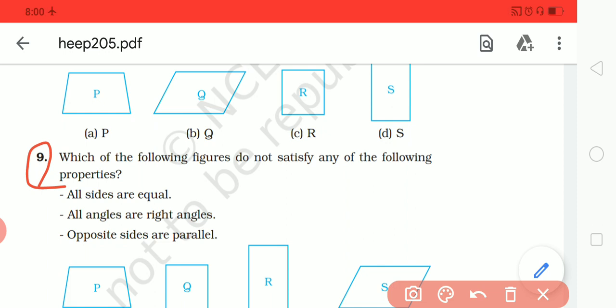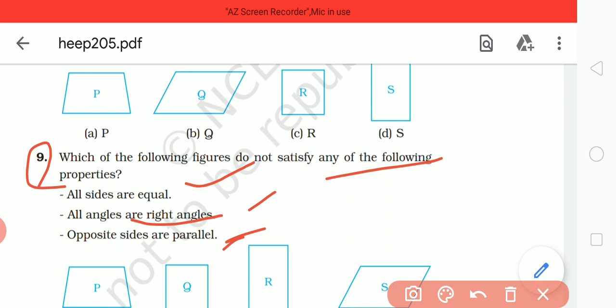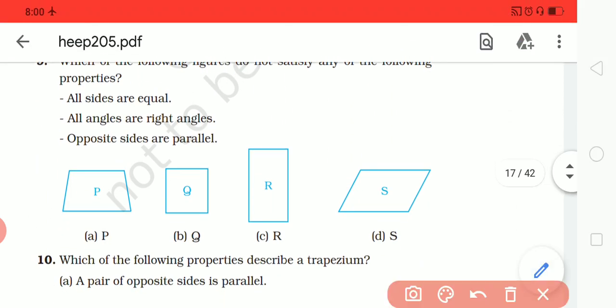Now question number 9, which of the following figures satisfy? All the sides equal. This is square and rhombus. All the angles are right angle. It is square. Opposite sides are parallel in the square also. So the right answer is square.